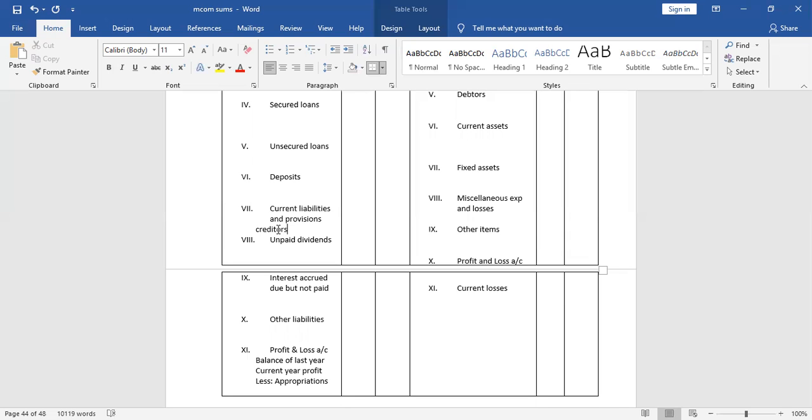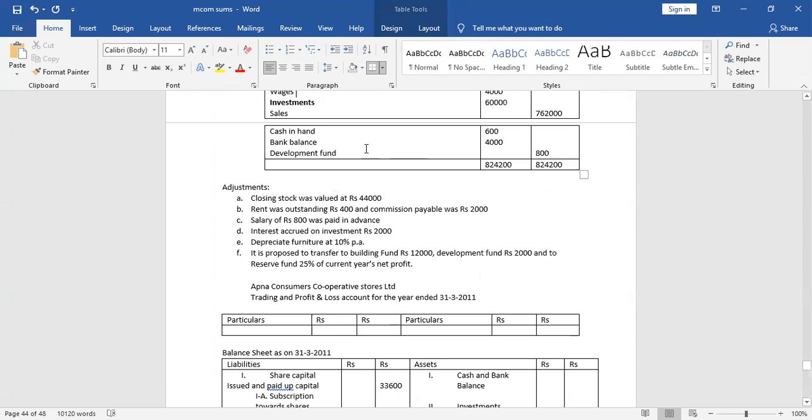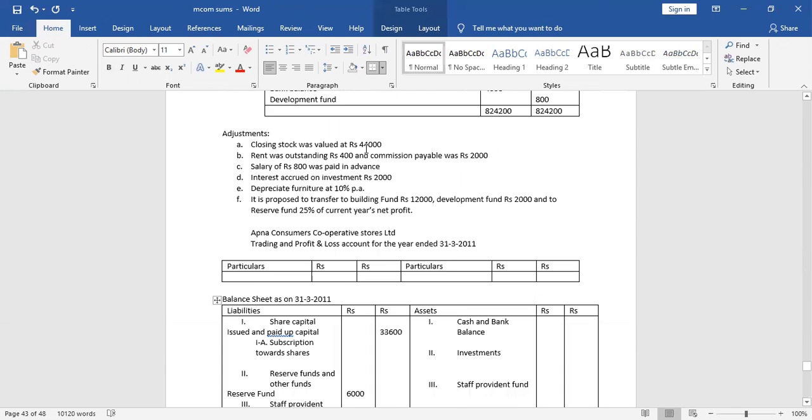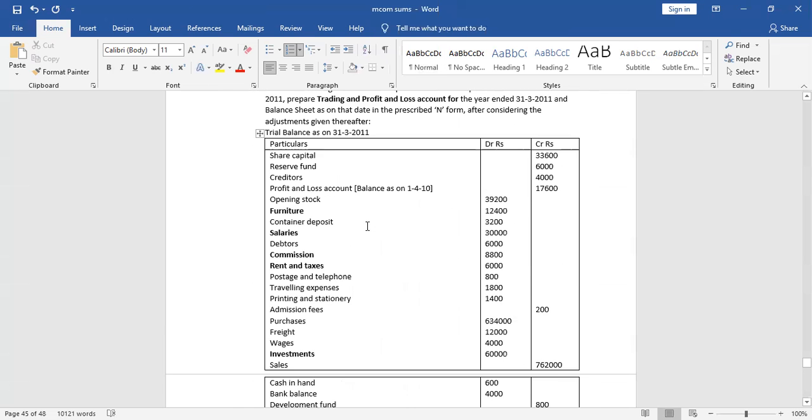Creditors, how much is the amount? 4,000. So I will write here 4,000. After creditors, what we have? Profit and loss account opening balance 17,600. So we will write in the P&L account, balance of last year, 17,600.